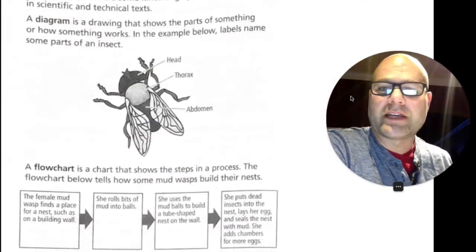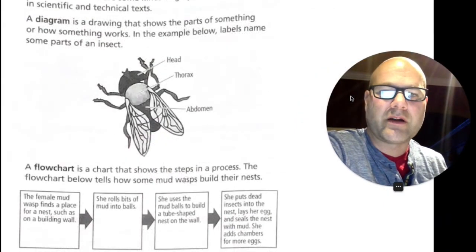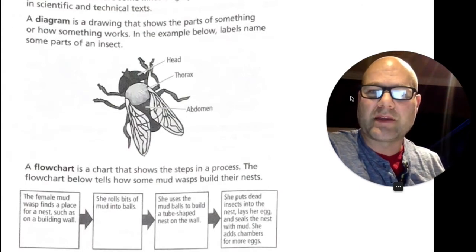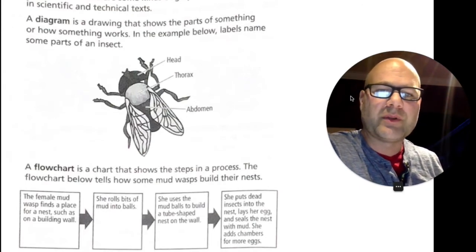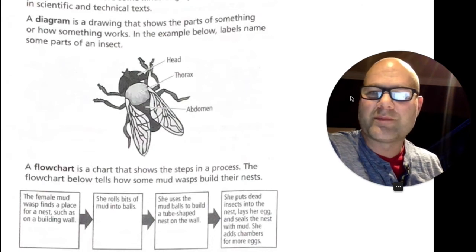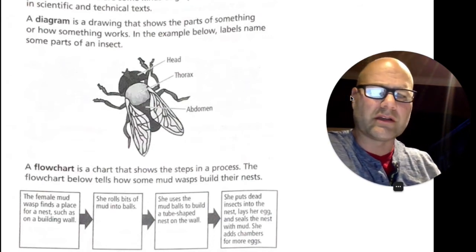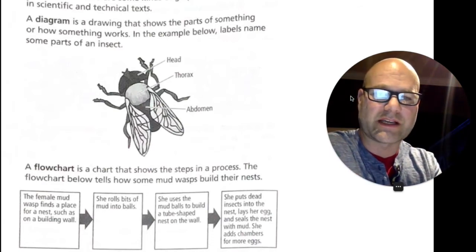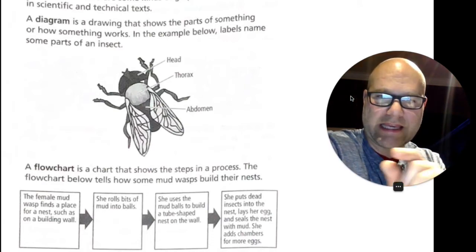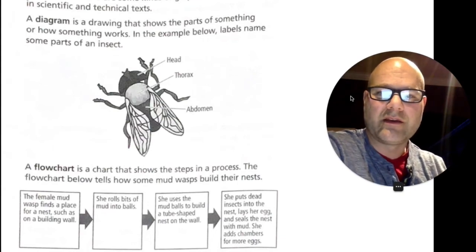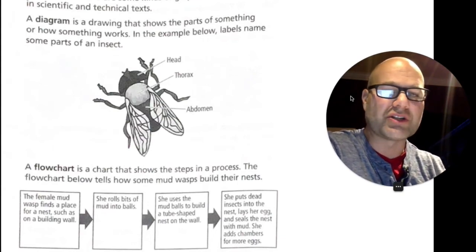A diagram is a drawing that shows the parts of something or how something works. In the example below, labels name some parts of an insect. And there you see a flying insect. It looks like a housefly. And the head is labeled, the thorax is labeled, the abdomen is labeled. A diagram is like a teaching tool.